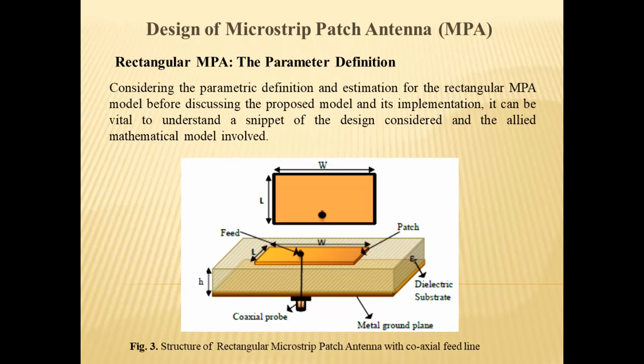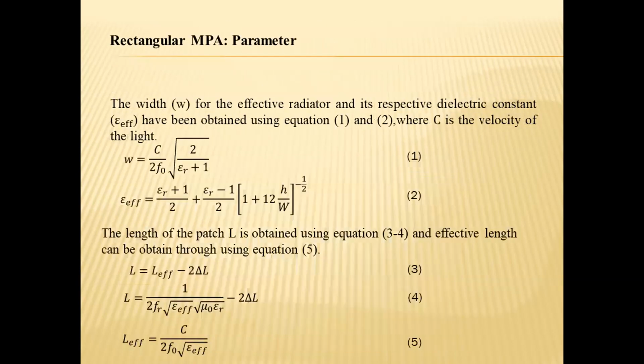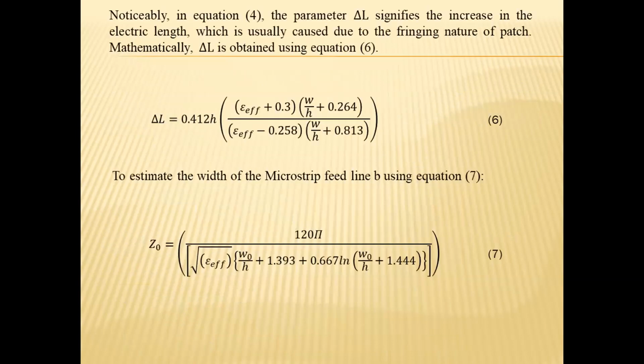With these initial parameters, the length and the width of the patch is obtained using the mathematical equations given over here. Using these, the obtained length and width of the patch are 13.34 and 17.7 mm. By using equation number 7, we can find the width of the microstrip feed line, which is 2.94 mm.